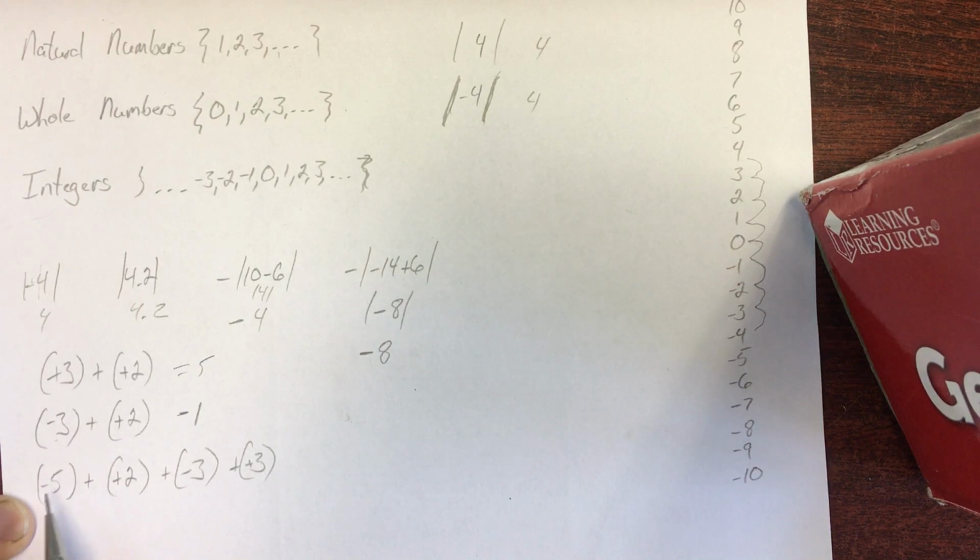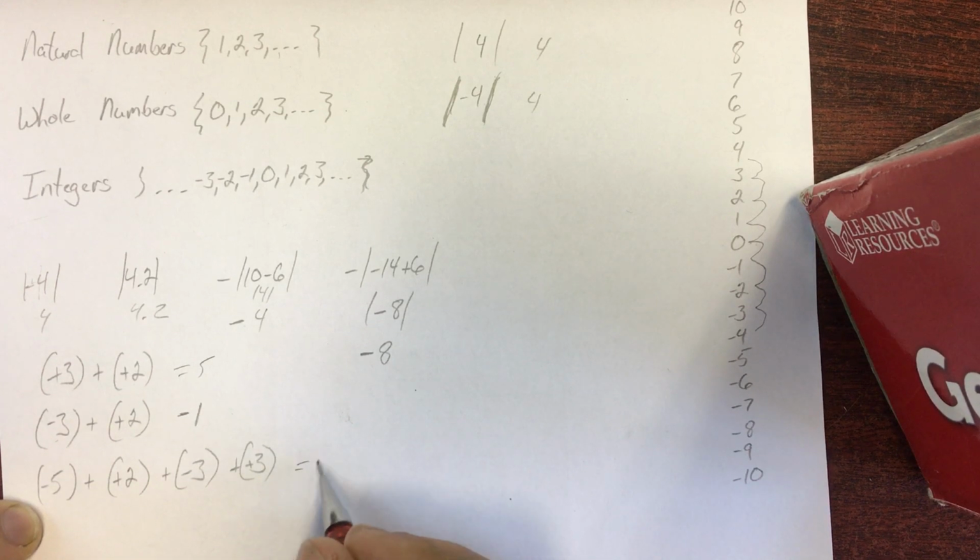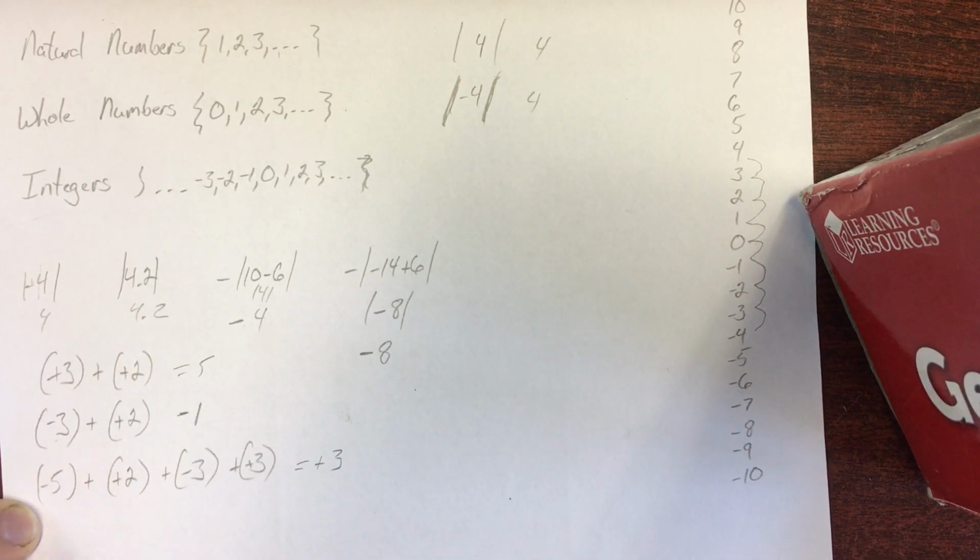Over here, we have a whole string of them. -5 plus +2 plus -3 plus +3. Another way you can solve these is to think of it as having a debt. So if you're at -$5 and you gain $2, then you're at -$3. But here we lost $3. So now we're down to -$6, and then we gain $3 back, so we're back at +$3.